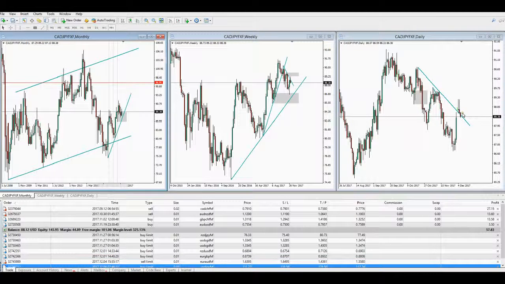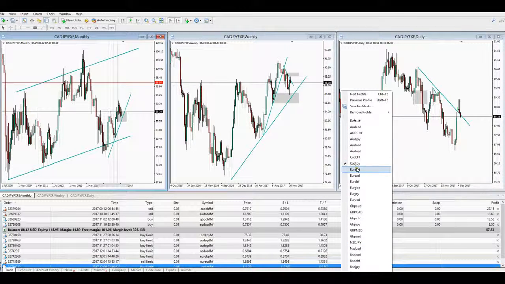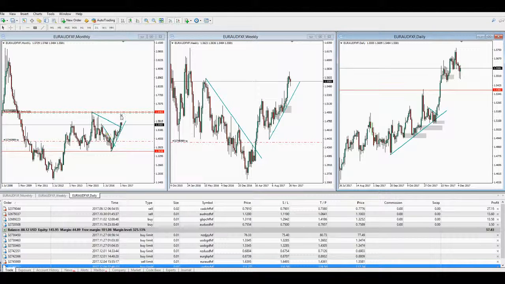We already started to break on the daily, but there's no level to go long yet, so we've got to wait on that CAD yen, but it's getting interesting. More room up on this Euro Aussie.